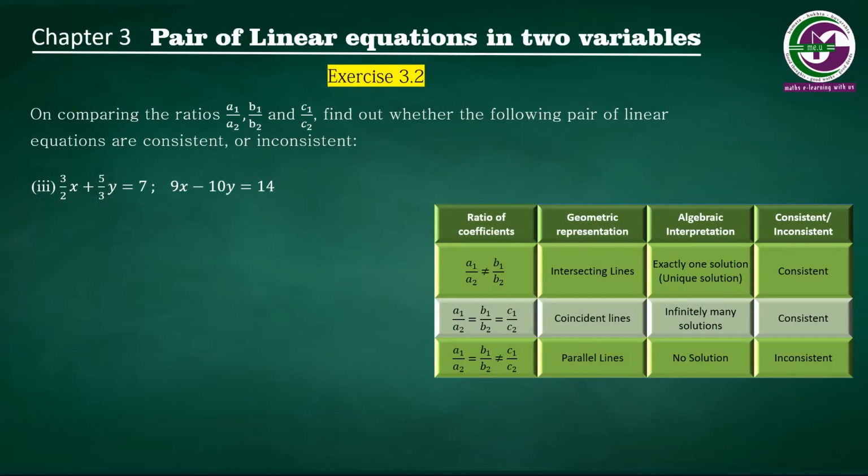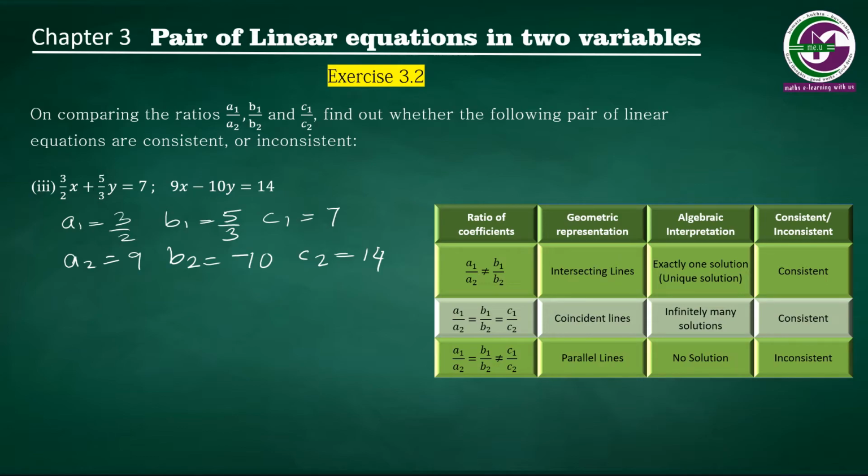The third sub question is 3 by 2x plus 5 by 3y equals 7, 9x minus 10y equals 14. So here we can compare with the standard equations. You will get A1 equals 3 by 2, B1 equals 5 by 3, and C1 equals 7. A2 equals 9, B2 equals negative 10, and C2 equals 14.